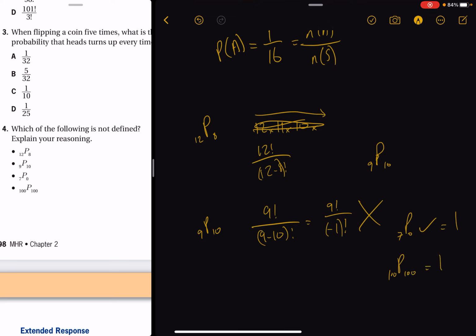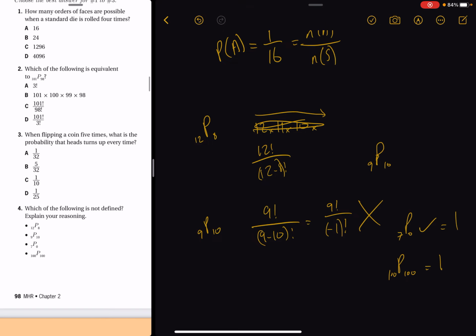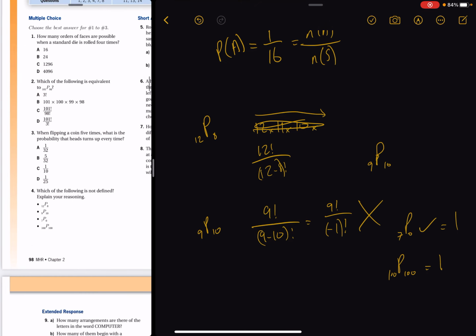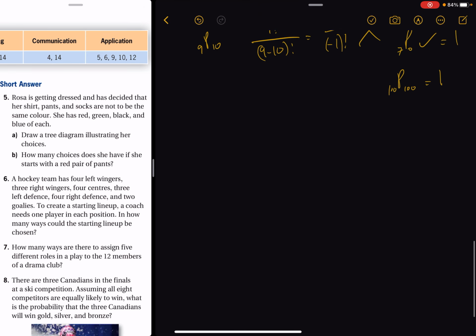There's only one way to choose 0 and one way to choose everything. I believe that's true. Let's see. Yes, that is the case. Now we move on to the short answer question. It says, Rosa is getting dressed and has decided that her shirt, pants, and socks are not to be the same color. She has red, green, black, and blue of each. Draw a tree diagram illustrating her choices. Oh boy. So we have a tree diagram.